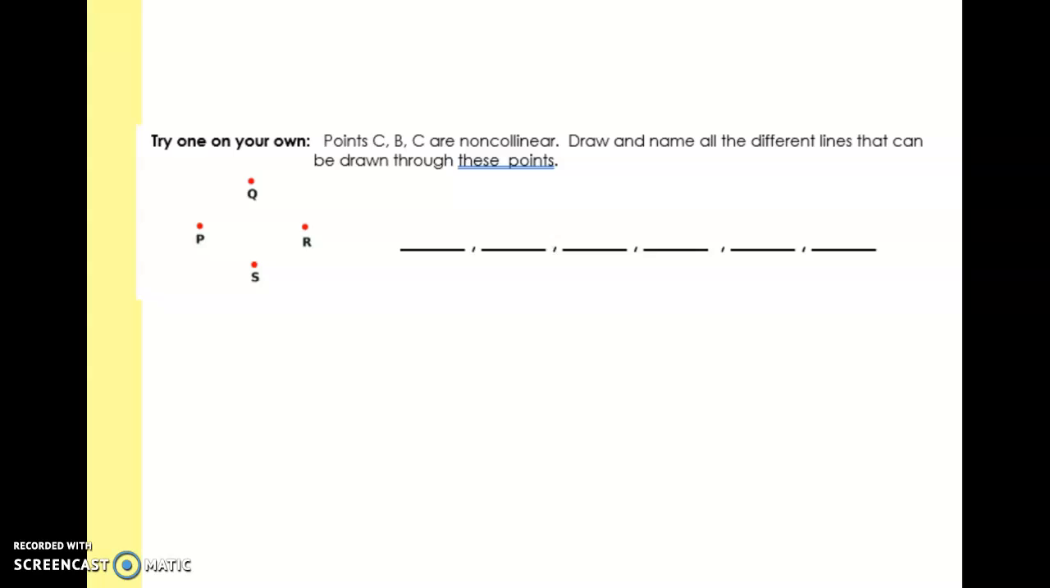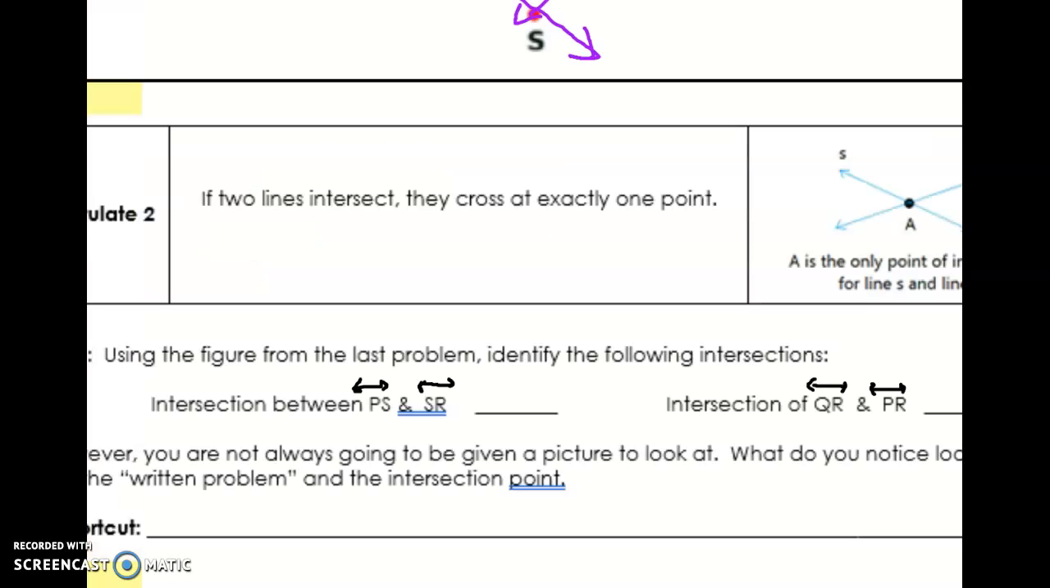You can use the draw feature on Microsoft Word. You guys are also free to draw your own figure. If you're not comfortable with a computer, you can draw it on a piece of paper and then also label the different lines that can be drawn through those points. And there are actually 6 lines. So you can pause the video and work on this, or let's take a look at rule 2.